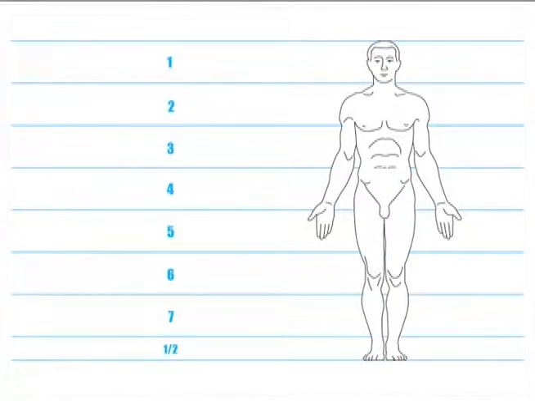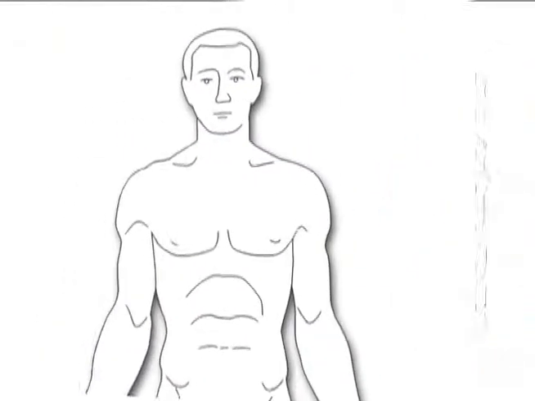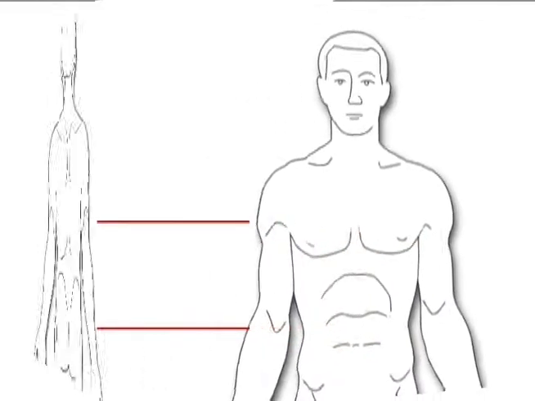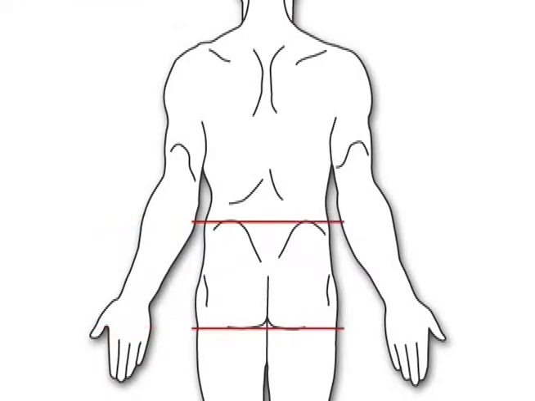Here are some common measurements associated with the human form. Each of these distances measures 1 head. From the chin to the line of the nipples, from the nipples to the navel, from the armpit to the point of the elbow, and the height of the buttocks.